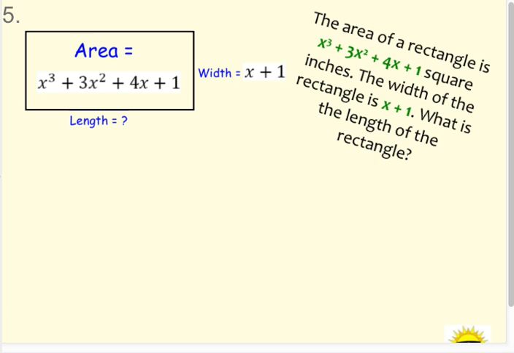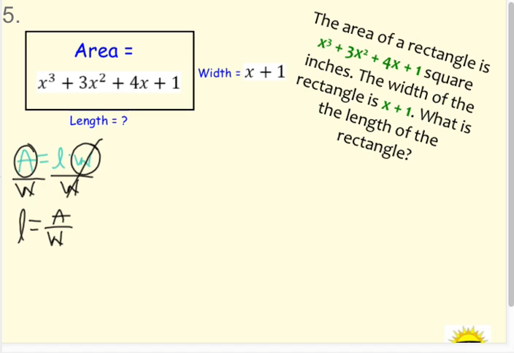So what I recommend, again, is just thinking about, well, what is the area for a rectangle? It's length times width. We know area, and we know the width. So we want to solve for L. So what equation helps us solve for L? Right, I divide both sides by W. Length is equal to area over width.